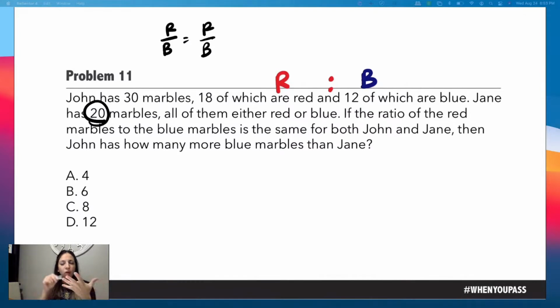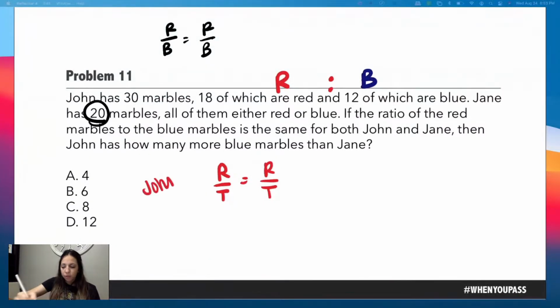So which one do we want to use? Red or blue? Let's use red. If someone voted and said blue, I'm sorry, I just didn't see the comment yet. So I'm going to do red over total equals red over total. You're going to see why I'm doing this in a minute. I'm going to do John first. John is going to be over here. Jane is going to be over here.